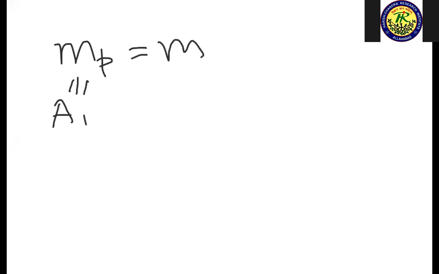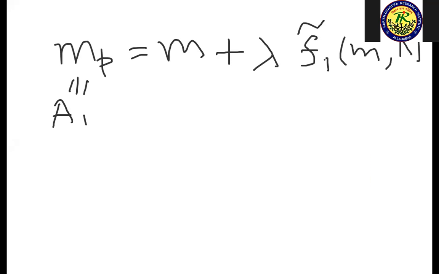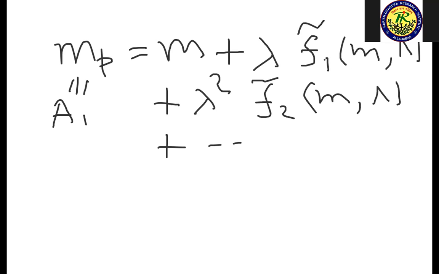Suppose A1 is a physical mass, let's call it MP. It will start as M, the leading order term. M is the mass of the particle at the zeroth order in the expansion. Then there'll be lambda times some function, let me call it F tilde 1 of M and capital Lambda. This function is not necessarily finite. Then there'll be lambda squared times F2 tilde of M and Lambda, and so on. This is the way the expansion will go.